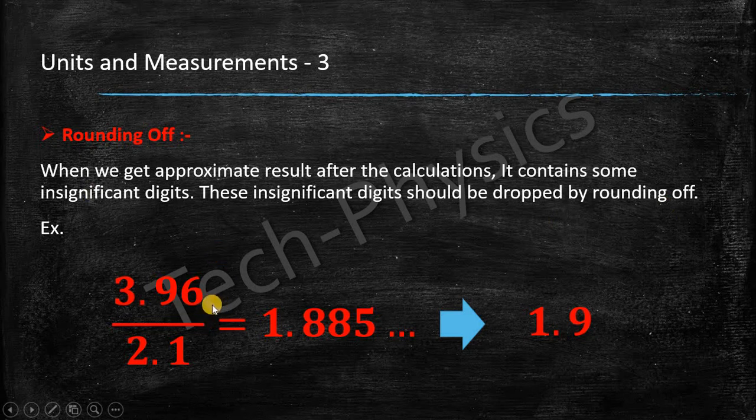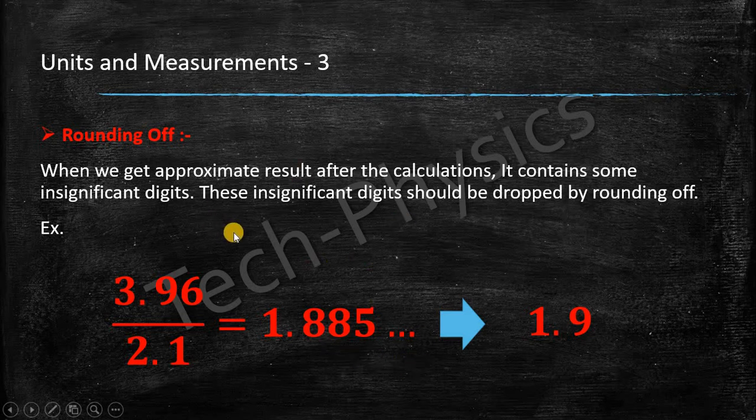For example, I have divided 3.96 by 2.1 and I got my answer as 1.885. But when I go with the rule for multiplication and division, it should have the same decimal place as that of the number with least decimal place. So therefore, I have to round it off to 1.9 because here the decimal is after one number. So here also the decimal should be after one number. So therefore I have rounded it off.